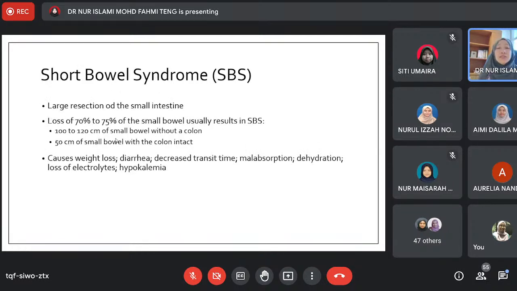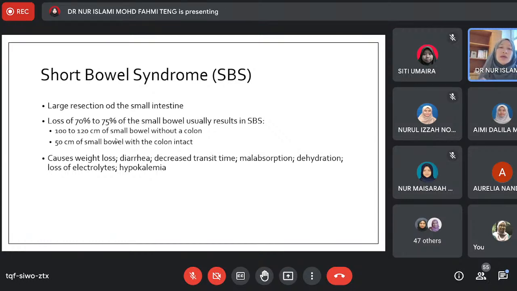Okay. Ada short bowel syndrome. Tadi ada IBS, ni SBS pula. Short bowel syndrome is actually the large resection of the small intestine. So this SBS results from the surgical resection, congenital defect or disease associated loss of absorption. It is characterized by the inability to maintain protein, energy, fluid, electrolyte or micronutrient balances. So loss of 70% to 75% of the small bowel usually will result in SBS.